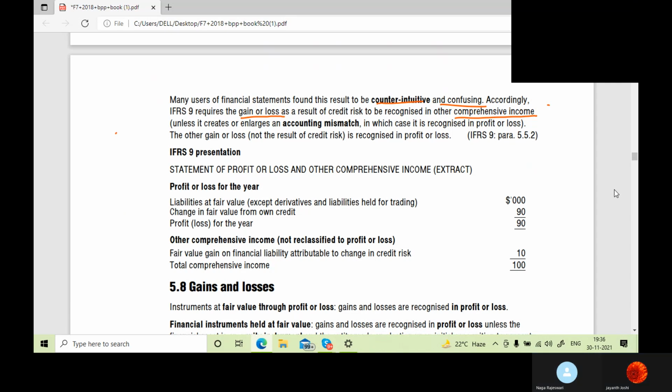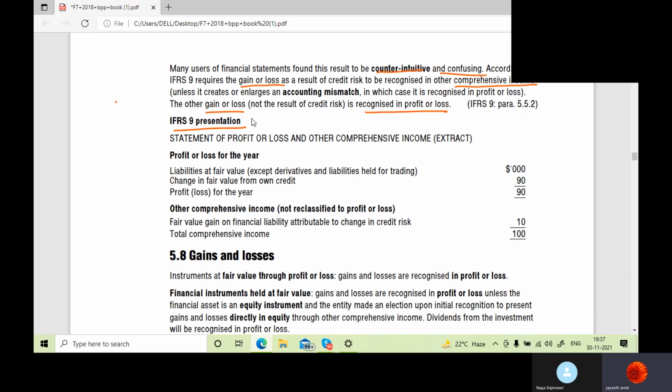So the other gain or loss is recognized in the P&L. So we will see what happens. IFRS 9 presentation: profit or loss for the year, liabilities at fair value, market value, change in fair value from own credit. Because of their credit risk, what has happened? The value has decreased, correct? It has gone to 90, and then we have shown that in OCI, as fair value gain on financial liability attributable to change in credit risk.